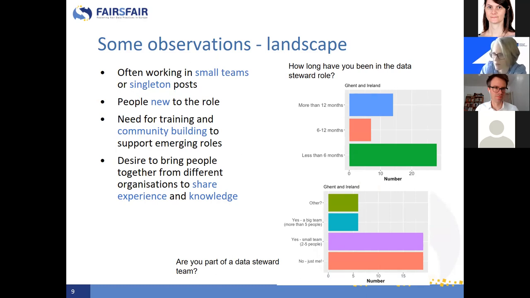Obviously, this could just be that the people who are interested in the training are those who are new to the role, but it is seen to be a bit of a trend. And because of this, there is a definite need for training, not just the training and the skills, but the community building and support for the emerging roles, because people can actually be quite isolated in their institution. They're being seen as the expert on these topics, but they are often quite unsupported in their own development. And therefore, there's this desire to bring people together from different organisations to share experience and knowledge, which is pretty much critical for capacity building in the future, we feel.